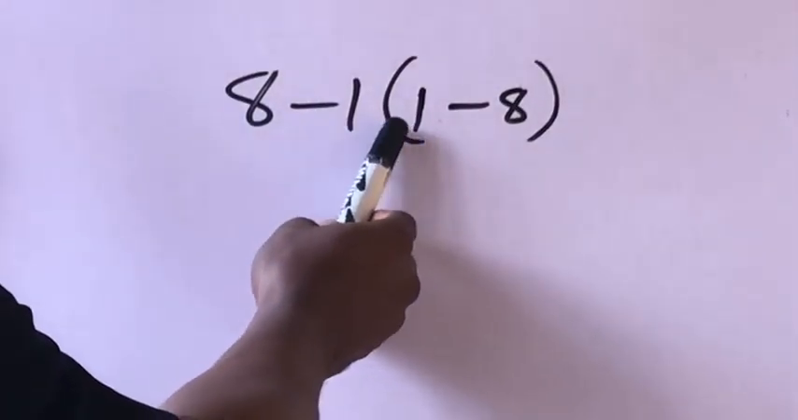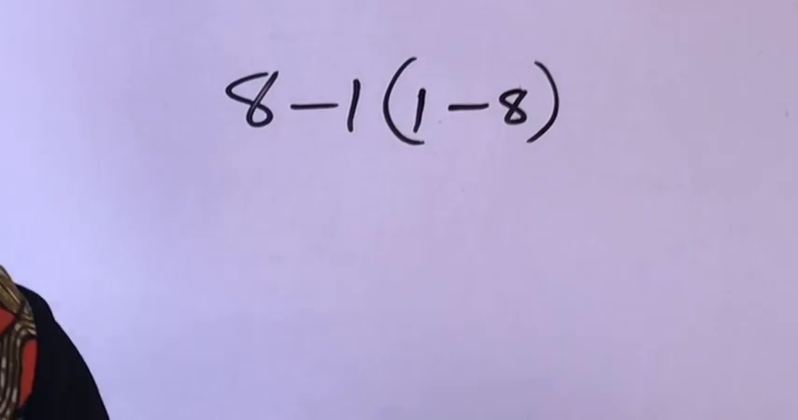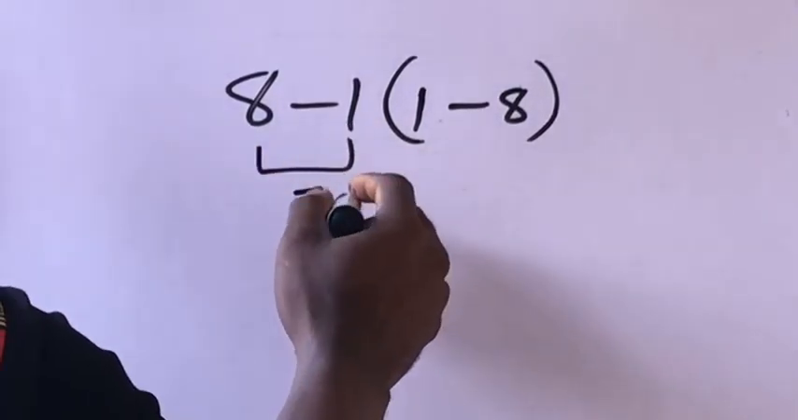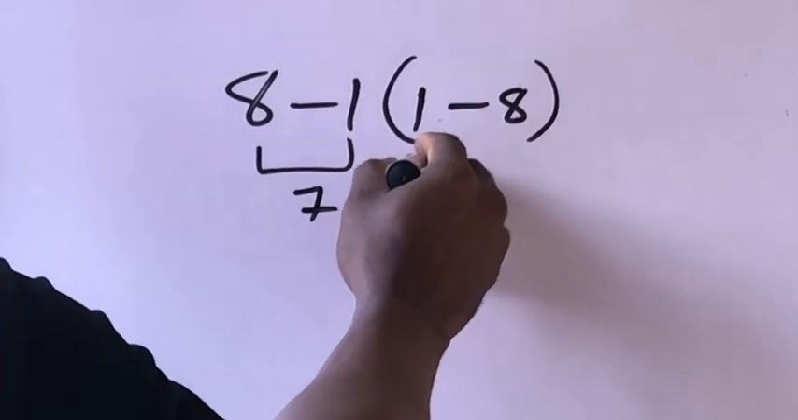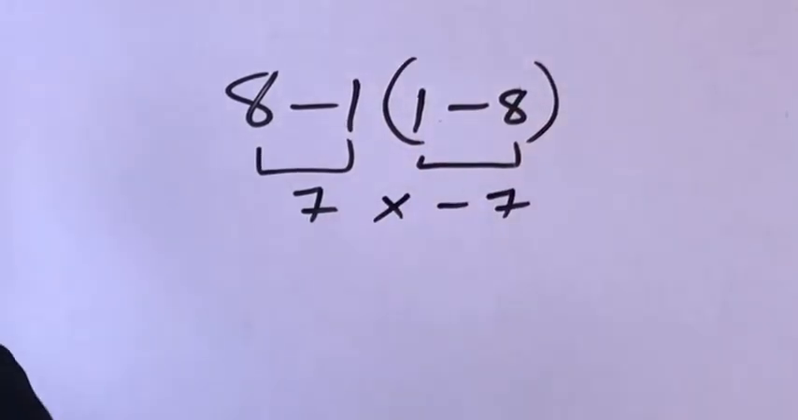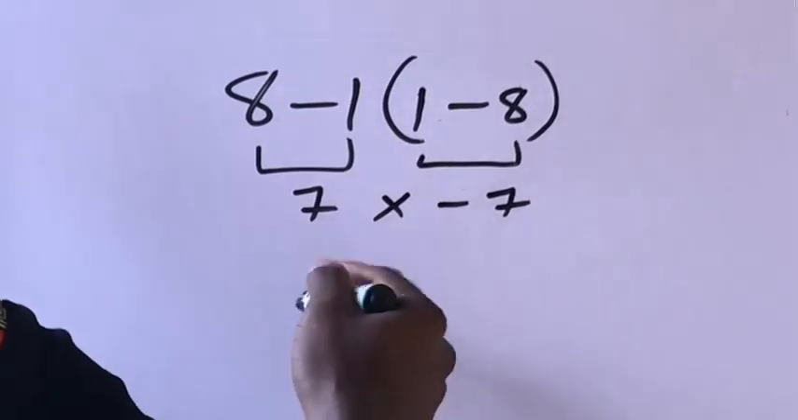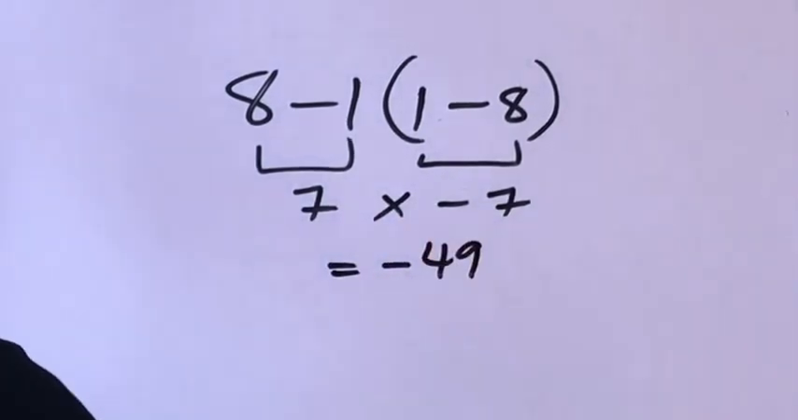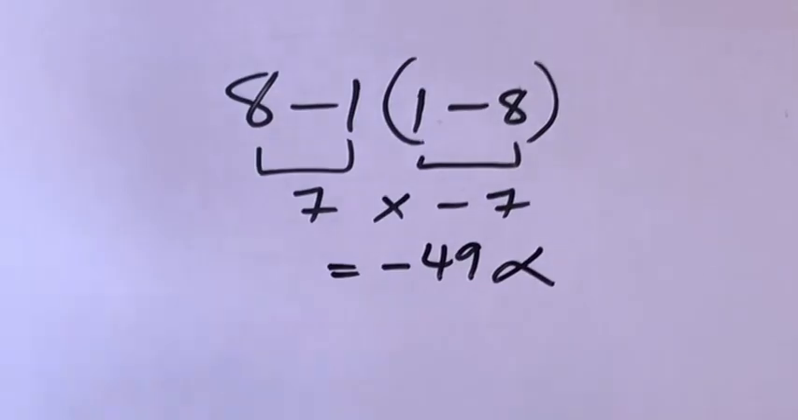8 minus 1 times 1 minus 8. This minus this will give us 7, times this minus this will give us minus 7. So 7 times minus 7 will give us minus 49. But this answer is not correct.